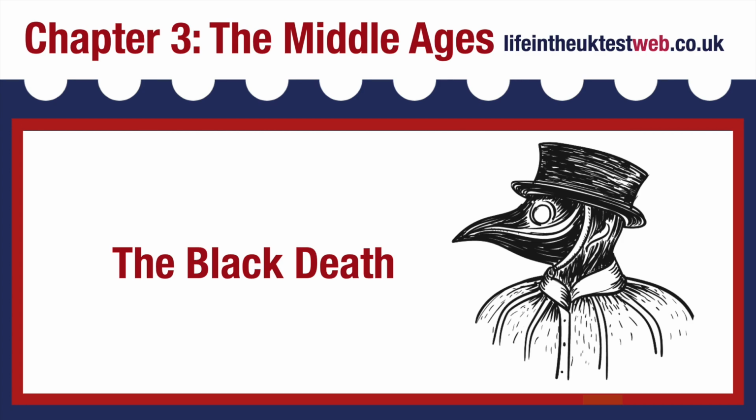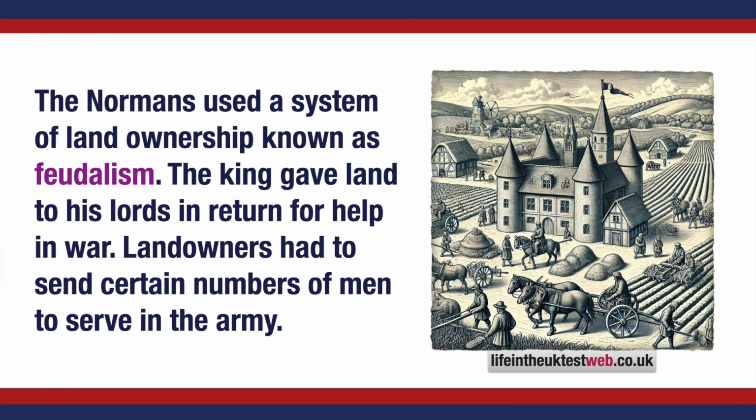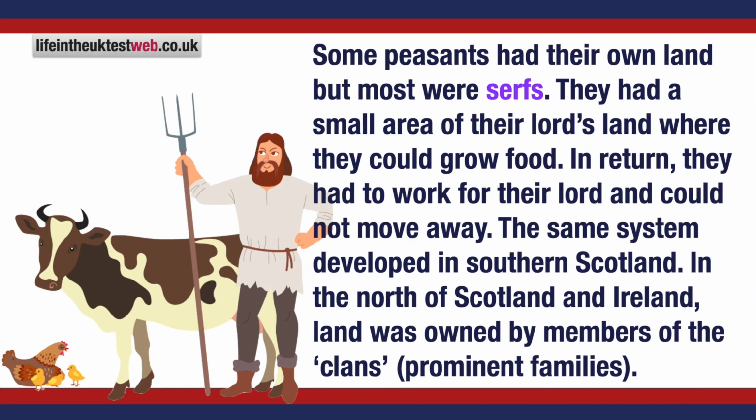The Black Death. The Normans used a system of land ownership known as feudalism. The king gave land to his lords in return for help in war. Landowners had to send certain numbers of men to serve in the army. Some peasants had their own land, but most were serfs.